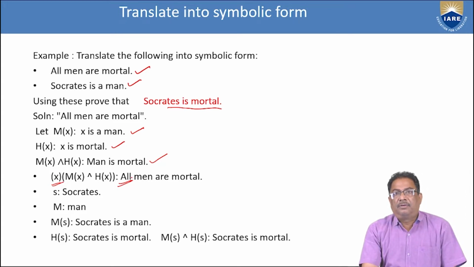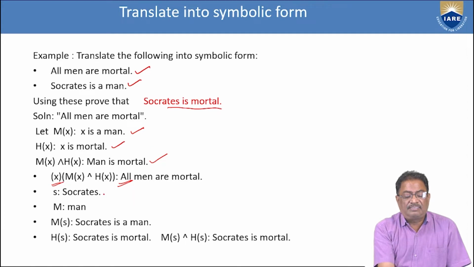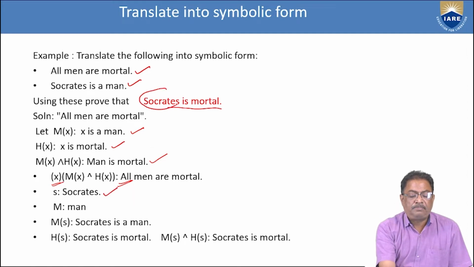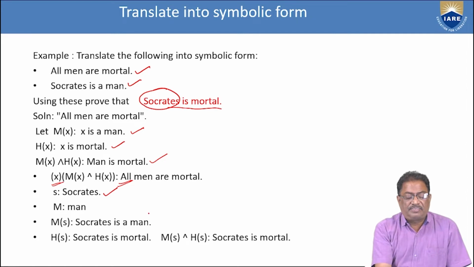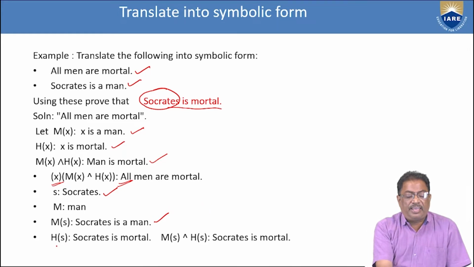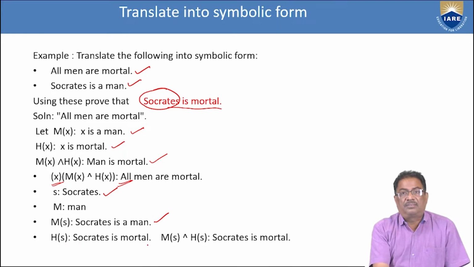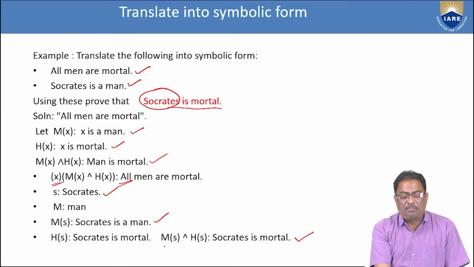Now let us consider s as Socrates. s is the object here. Then M(s) is nothing but Socrates is a man, and H(s) is Socrates is mortal. So here let us take M(s) and H(s), that is, Socrates is a man and he is mortal. So this is the symbolic form.